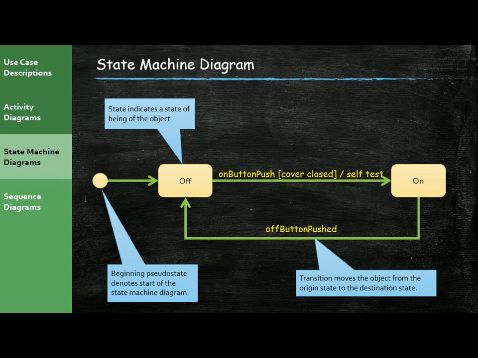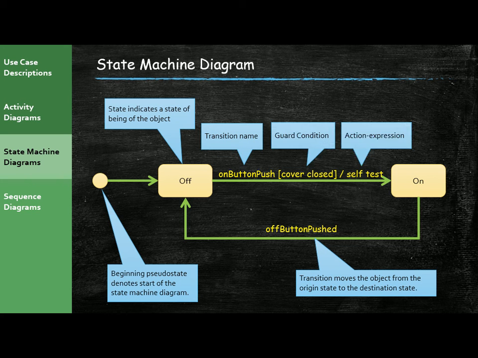On the top, we have a much more complex transition. We have the actual transition, a guard condition, and we have an action expression. So it's a little more complicated for going from off to on, but in a typical transition, we might have all these things. So that is the basic syntax of a state machine diagram. I'm going to talk about some other things we can do with a state machine diagram.